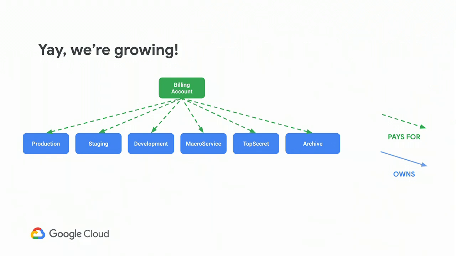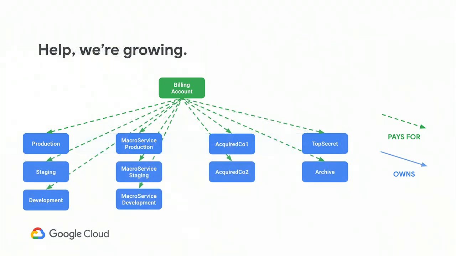We decided we wanted to put a staging environment in the middle of dev and prod. We have our macro service, that old legacy big old pile of code somewhere that's chugging away. The founder made a project called Top Secret. Don't look there. There's an archive for old stuff. But yay, we're growing. When you start to get beyond the tens of projects, it gets hard to reason about the world, gets hard to partition policies, permissions, and control.